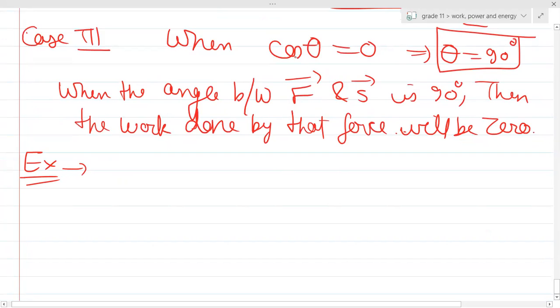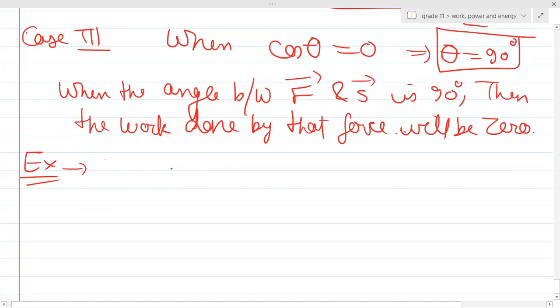See, the last case was when the angle between the force and displacement is basically 90 degree. Then when you write cos 90 over there, cos 90 becomes zero, right? So that's why the force automatically does zero work, because when you write theta as 90 degree in the formula for work, F s cos 90 becomes zero. So work becomes zero. Is this clear?